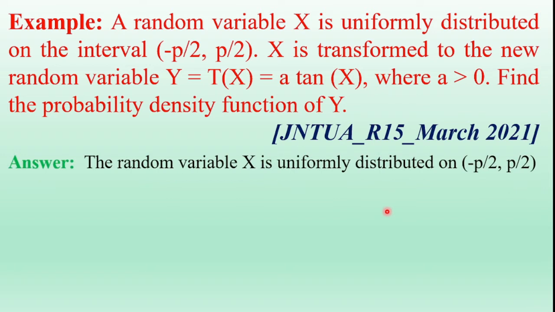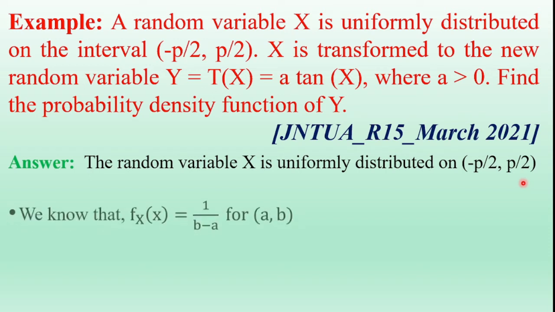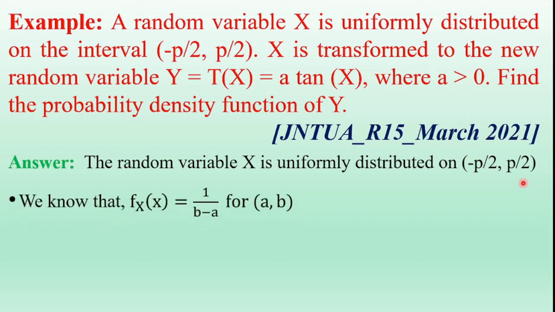Coming to the solution, given that the random variable X is uniformly distributed over the interval minus π/2 comma π/2. We know that the probability density function of a uniform random variable is f_X(x) equal to 1 by (b minus a) over the interval a to b. This is the standard expression, the equation of the probability density function of the uniform random variable over the interval a to b.